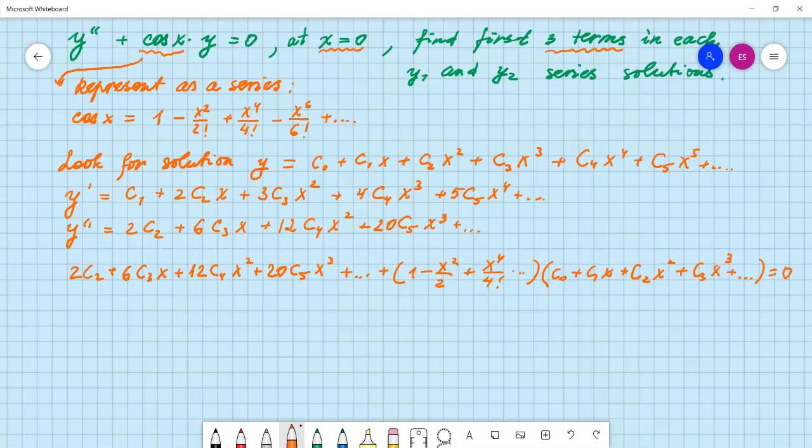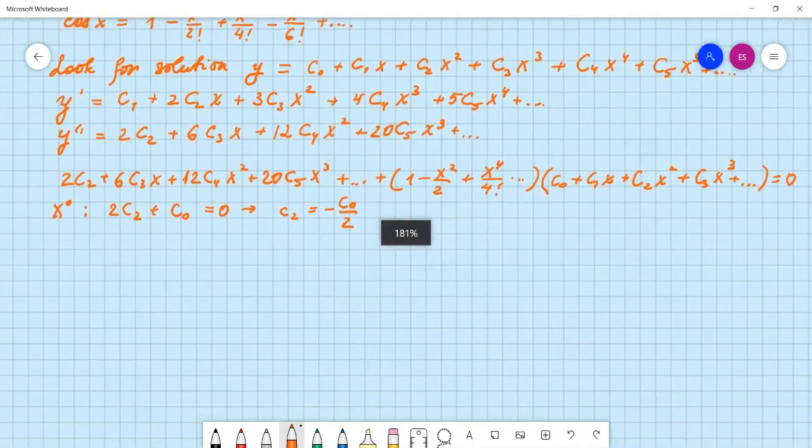Now, what I'm going to do, I'm going to find the coefficient in front of x to the power of 0. Well, you know that there is no x to the power of 0, so basically the coefficient which does not have any x, right? So start with this one, and that's 2C2, and then for this part of the equation, we have 1 multiplied by C0, so I'm going to have C0. Do we have any other coefficient without x? Well, if we multiply 1 by C1x, it's going to have x, right? If we multiply x squared by C0, it's going to have x squared. So there is no other coefficient. So I'm going to set it to 0 and calculate C2. C2 is going to be minus C0 over 2.